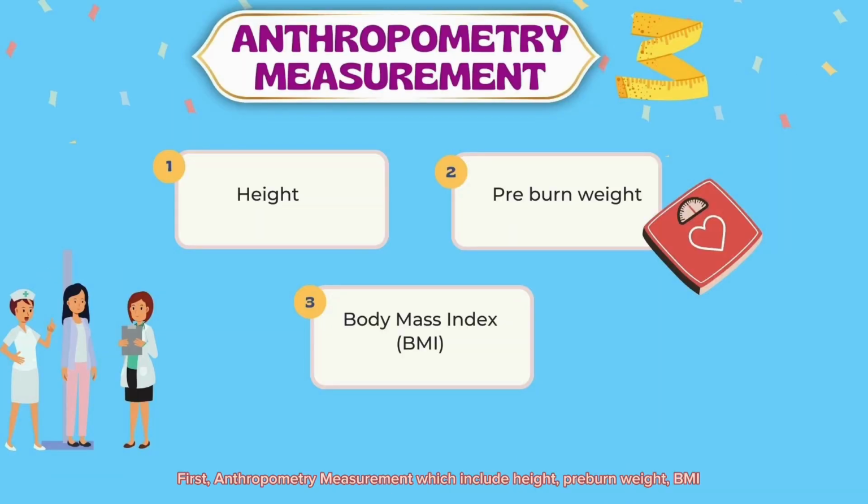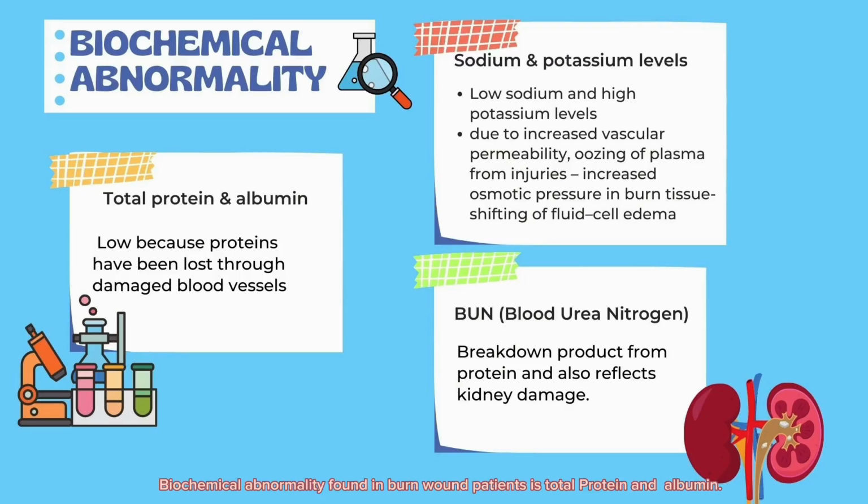First, anthropometry measurement, which includes height, pre-burn weight, and BMI. Biochemical abnormality found in burn wound patients is total protein and albumin. Total protein is low because protein has been lost through damaged blood vessels.